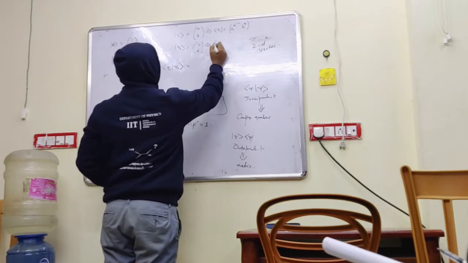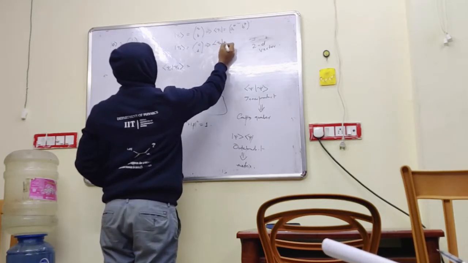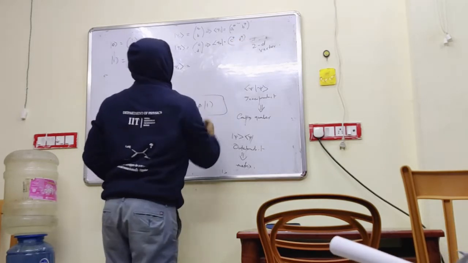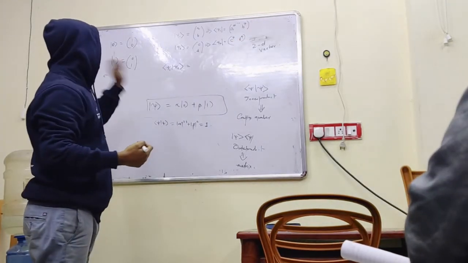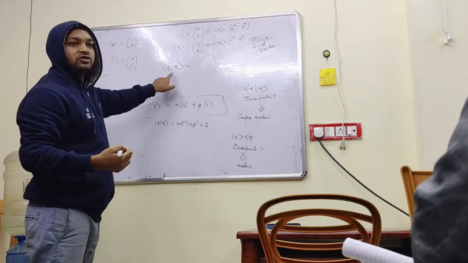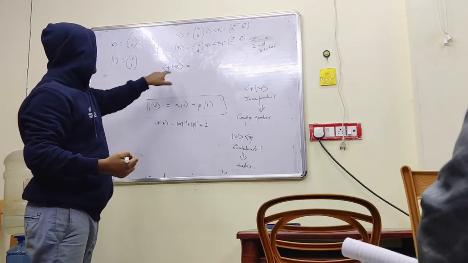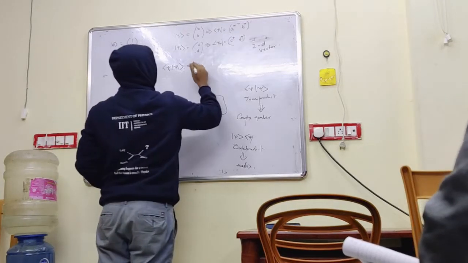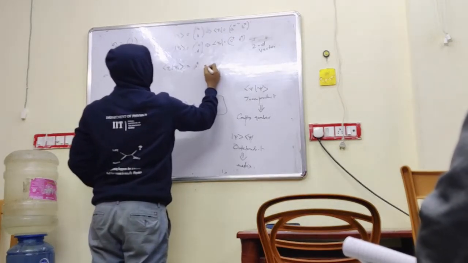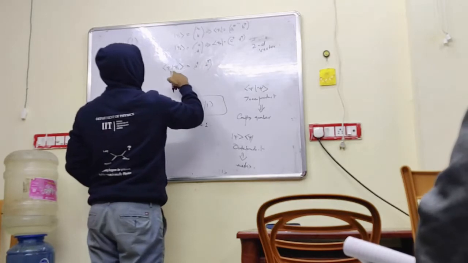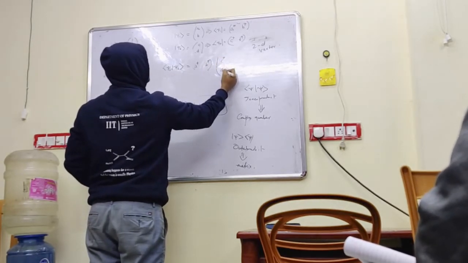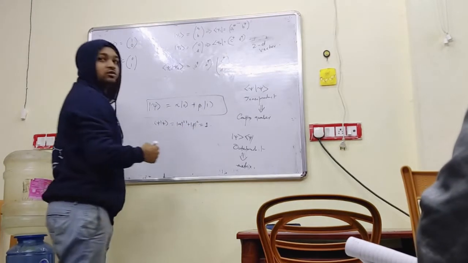Same. Psi 2 bra would be what? C star, D star. Okay. Now we have to do this thing. This thing would be psi 1 bra, which is A star, B star, and psi 2 ket, which is C, D.